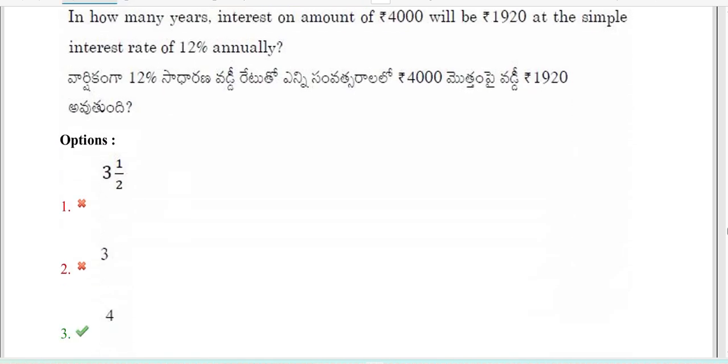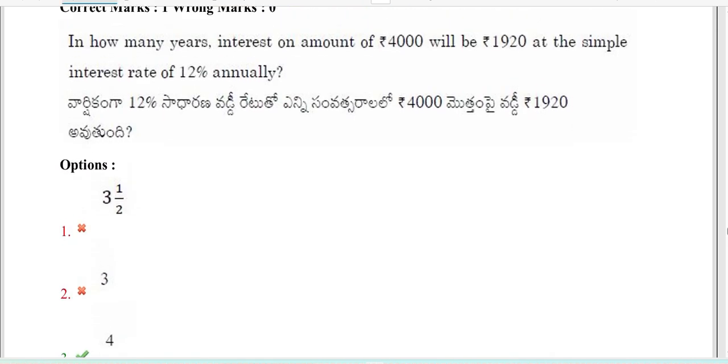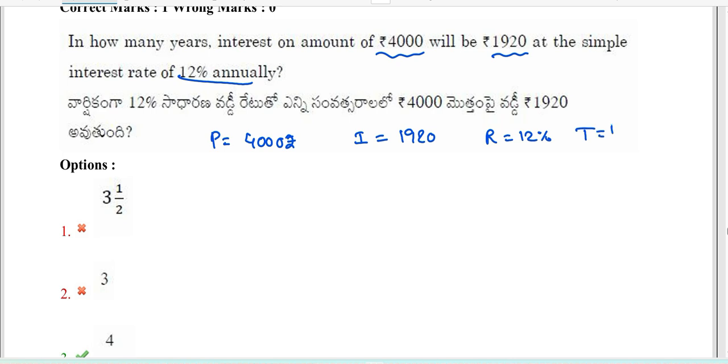Now let us go with this next question. In how many years will the interest on 4,000 rupees be 1,920, at a rate of interest of 12% annually? ఇక్కడ ప్రిన్సిపల్ అమౌంట్ ఎంత ఇచ్చినాడు? 4,000 రూపీస్ ఇచ్చినాడు. దీనిపైన ఇంట్రెస్ట్ ఎంత వచ్చిందంట? 1,920 ఇచ్చినాడు. రేట్ ఆఫ్ ఇంట్రెస్ట్ ఎంత ఇచ్చినాడు? 12% ఇచ్చినాడు. మనకు కనుక్కోవాల్సింది ఏంటి? టైం కనుక్కోవాలి. సో టైం ఫార్ములా ఏంటి?